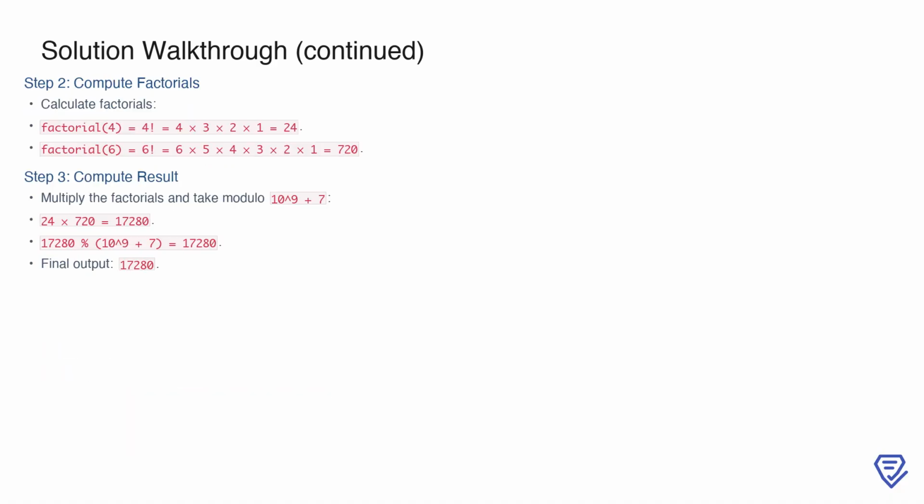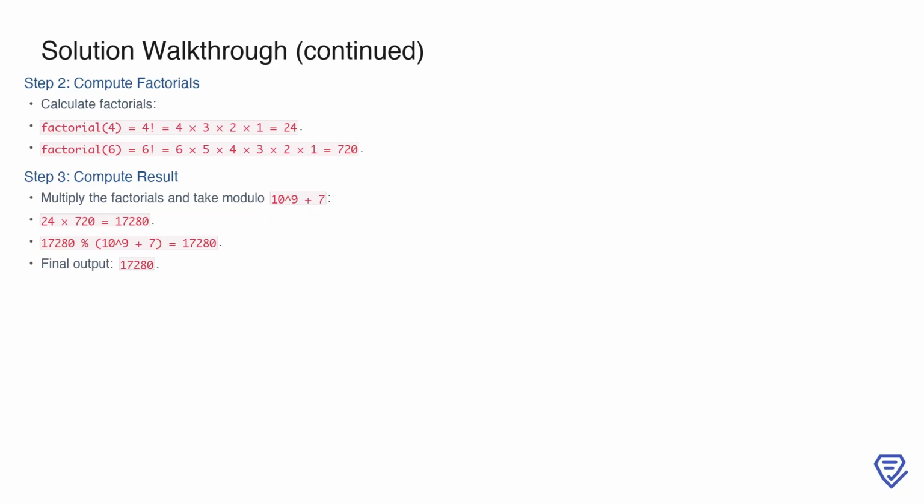With the counts of primes and non-primes determined, we proceed to compute their factorials. For the prime count of 4, the factorial is calculated as 4 times 3 times 2 times 1, which equals 24. For the non-prime count of 6, the factorial is 6 times 5 times 4 times 3 times 2 times 1, which equals 720. To find the total number of valid permutations, we multiply these two factorials together. 24 times 720 equals 17,280.